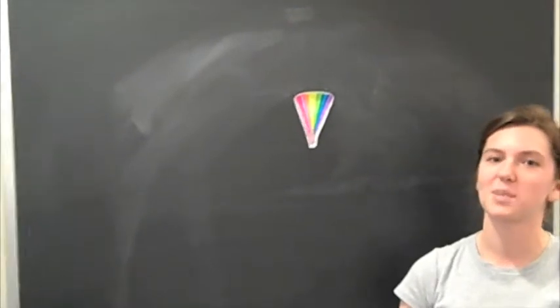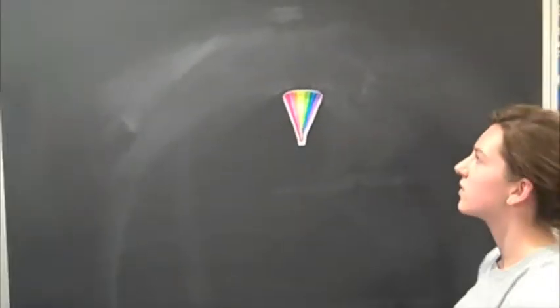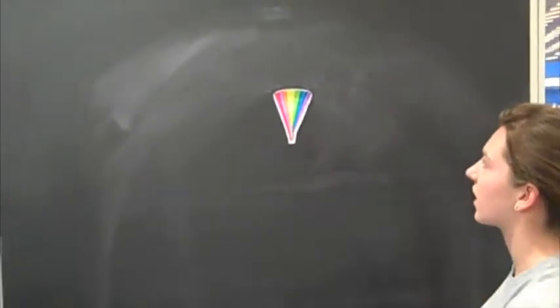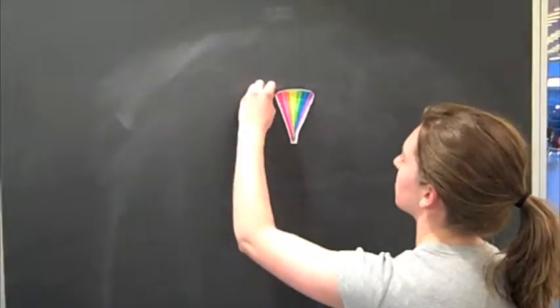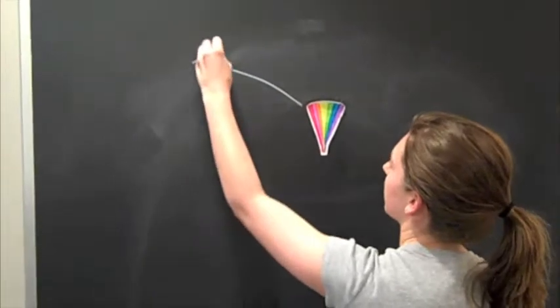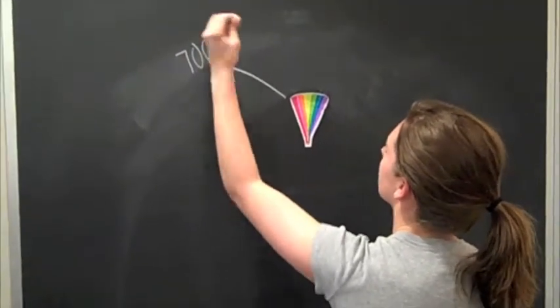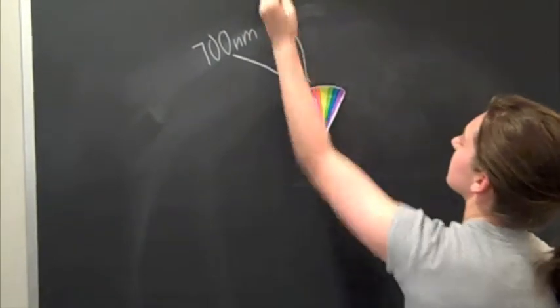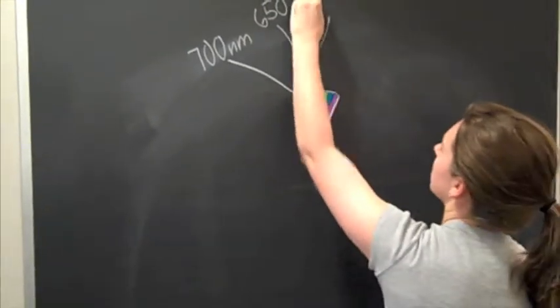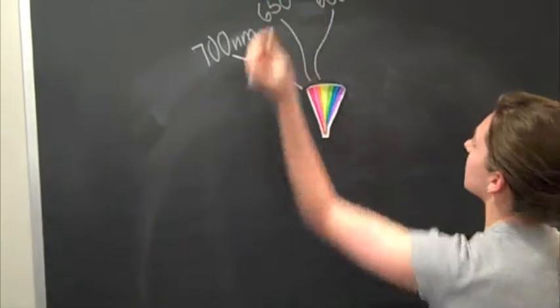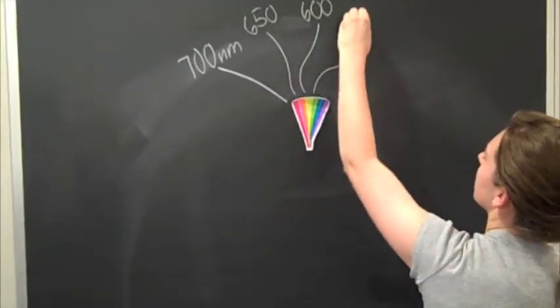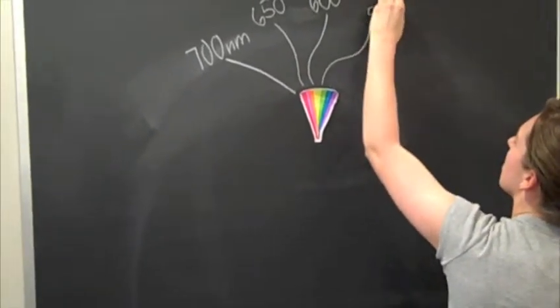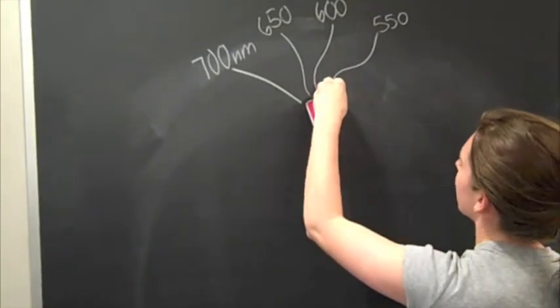Hi, I'm Kendall. I'm going to explain the visible light spectrum. So the visible light spectrum has all the colors of the rainbow, and each color has a different wavelength. So red has 700 nanometer wavelength. Orange has 650 nanometers. Yellow has 600. Green has 550. Blue has 500.